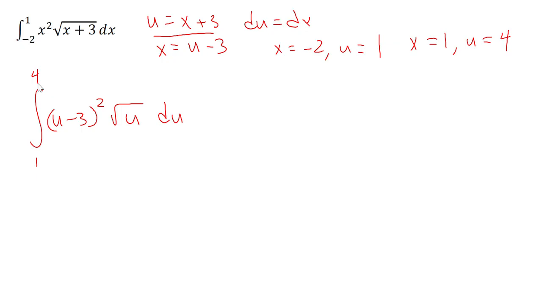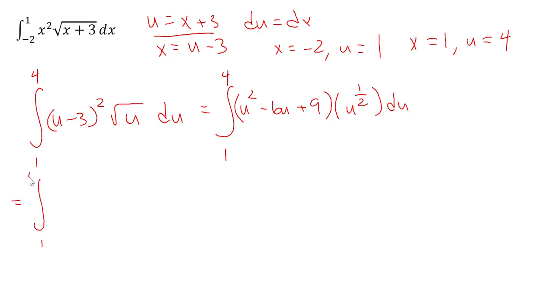And the nice thing about definite integrals is we don't actually have to convert back to terms of x because we convert those limits of integration. Now we're still going to have to distribute all this fun stuff out here. So u minus 3 squared is u squared minus 6u plus 9. And so we're going to have to multiply that by u to the 1/2, which is going to now give us an integral from 1 to 4 of u to the 5/2 minus 6u to the 3/2 plus 9u to the 1/2.